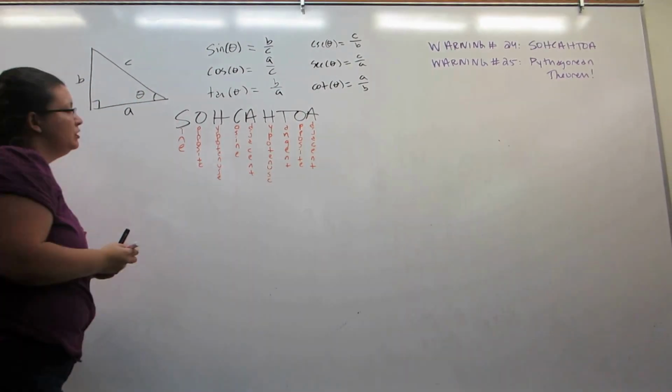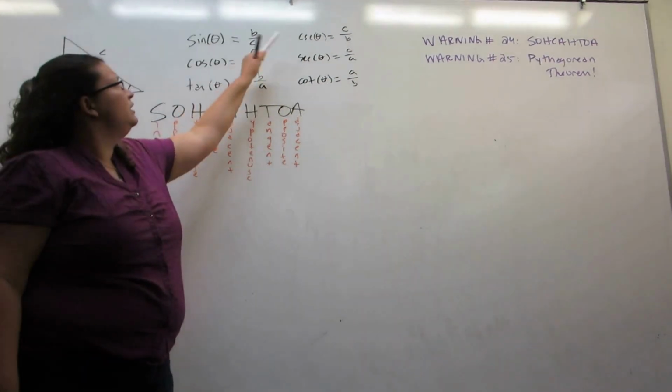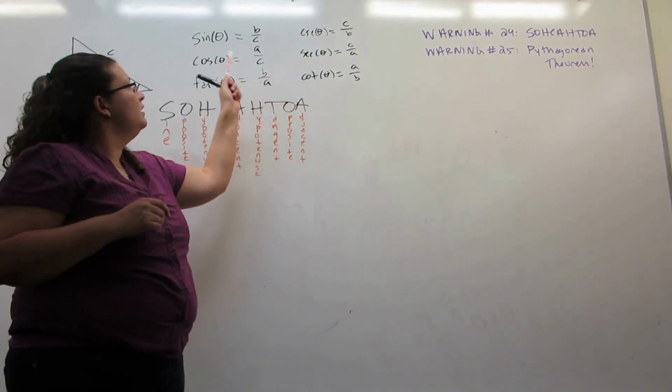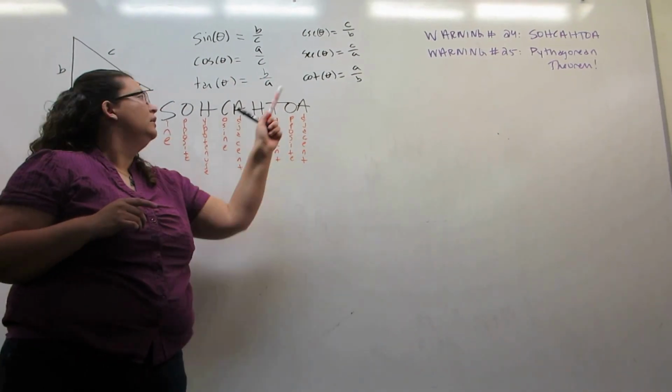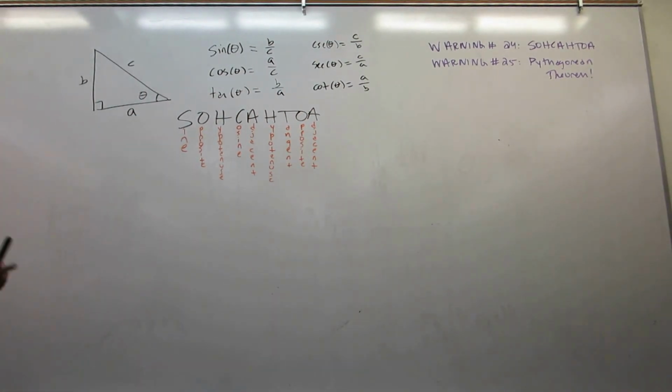Now, once you have those 3, you can get the remaining 3, because if you'll notice, cosecant is just the reciprocal of sine, secant is just the reciprocal of cosine, and cotangent is just the reciprocal of tangent. Okay.